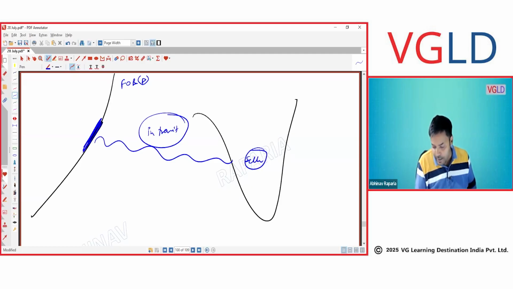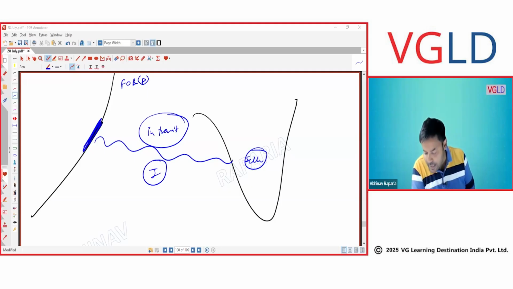Is that okay? In transit, whose inventory is that? Seller or buyer? In transit, it is the seller's inventory. Is this clear? Should I repeat this?